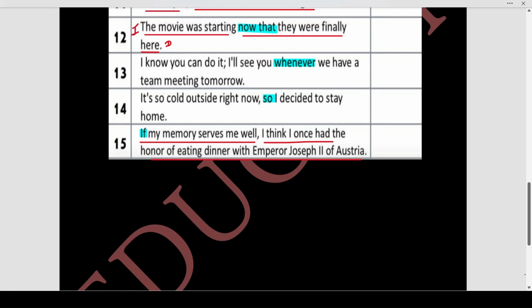So this is how you will identify your dependent clause, which needs to be attached to an independent clause along with a subordinating conjunction so that it makes complete sense.